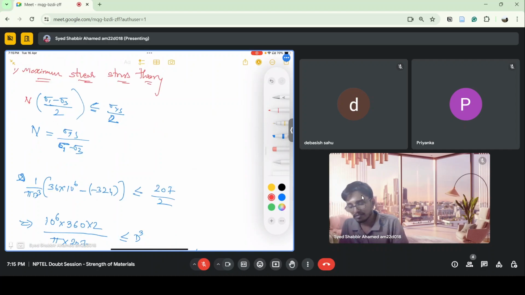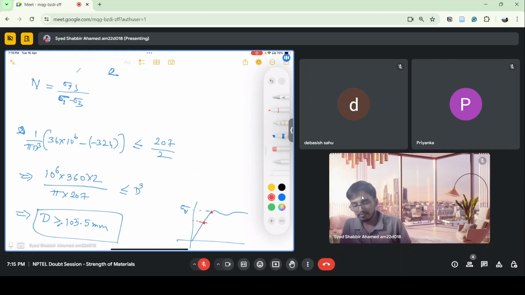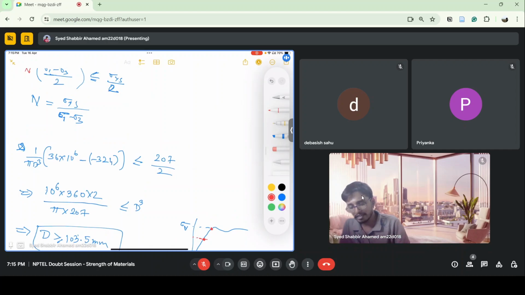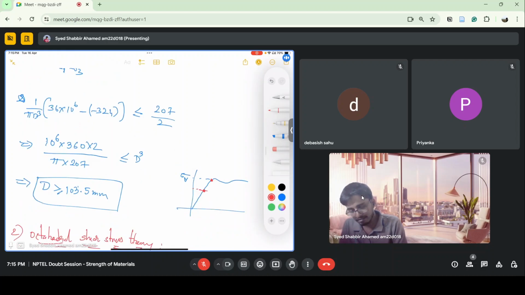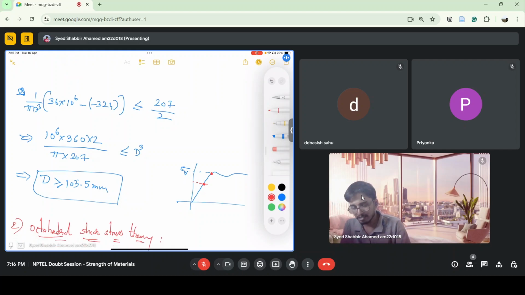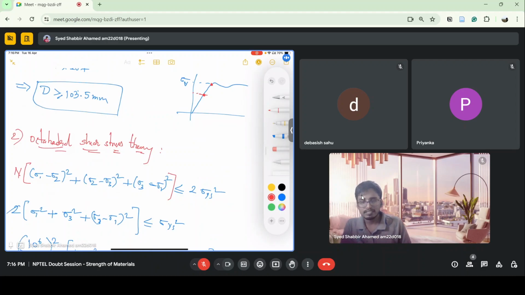Sigma ys by sigma 1 minus sigma 3 should be equal to 2. So we substitute sigma 1 and sigma 3, and we know sigma ys, which is given in the data of the problem, and we determine that d should be greater than or equal to 103.5 mm. So if this diameter d is greater than this value, we can say that according to this maximum shear stress theory, the material of the shaft would not fail, and it will remain well within the bounds of the allowable stress. Then we go to the octahedral shear stress theory.